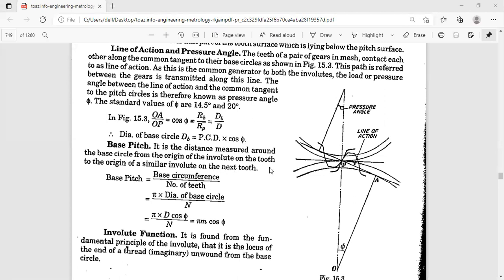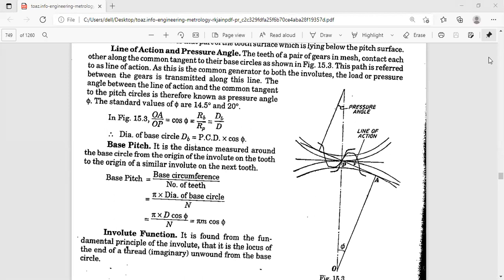So what is the base pitch? We'll try to discuss the other pitches also, but as of now we try to discuss circular pitch and diametrical pitch. Diametrical pitch I have already discussed. So what is base pitch? Base pitch is nothing but the distance measured around the base circle. You might have seen it in the terminology.